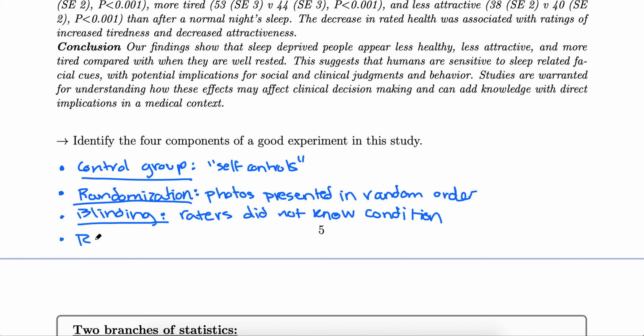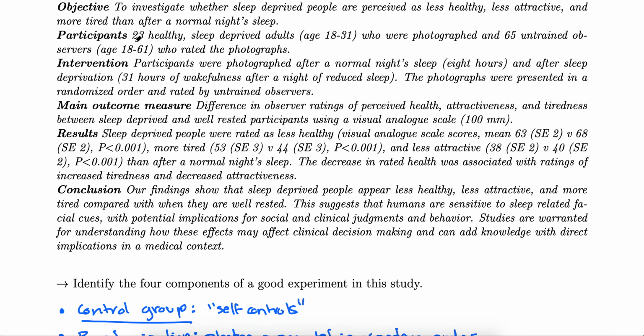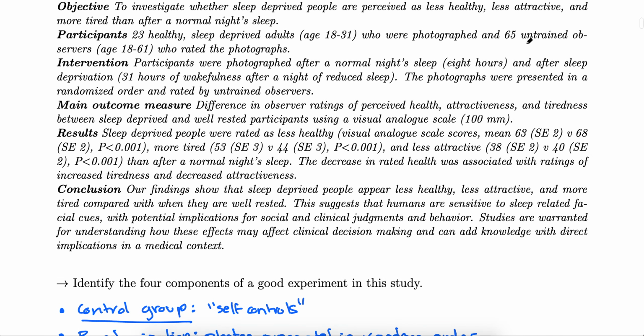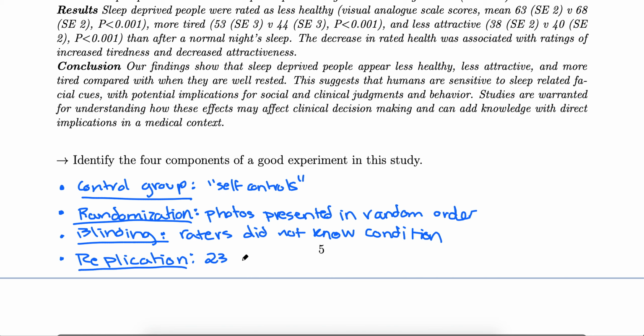And then finally, replication. They had a lot of nice replication going on here. They had replication on 2 different levels. So if you notice here, they had 23 people being photographed, and they had 65 people rating the photographs. So 2 layers of replication. 23 photo, I'll abbreviate here, and then 65 people rating the photographs. So this was a well done experiment in terms of including those 4 key components of a good experiment.